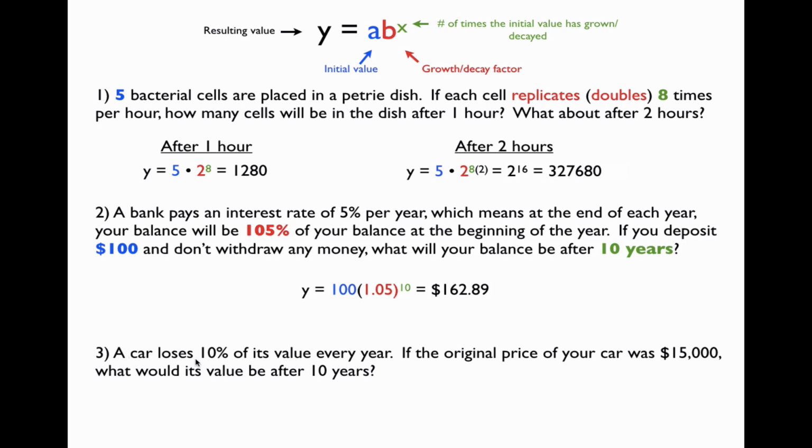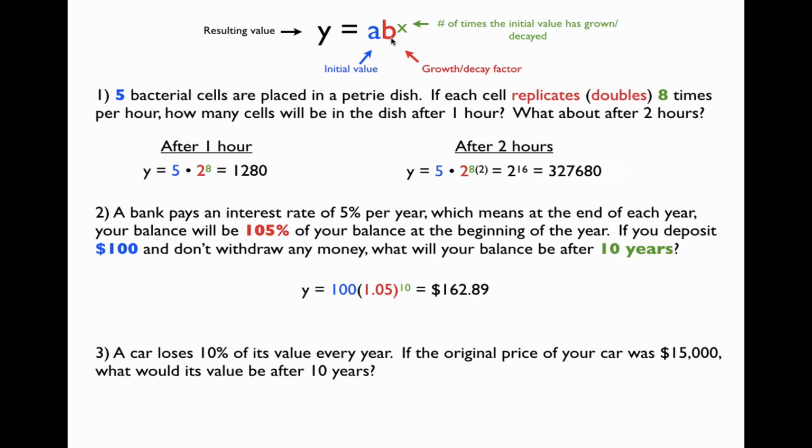A car loses 10% of its value every year. Let's read through the problem. If the original price of your car was $15,000, what would be its value after 10 years? So let's see what we're doing. We're taking $15,000 and we're taking 10% away every year for 10 years. $15,000 is our initial value. But how could we take 10% away?